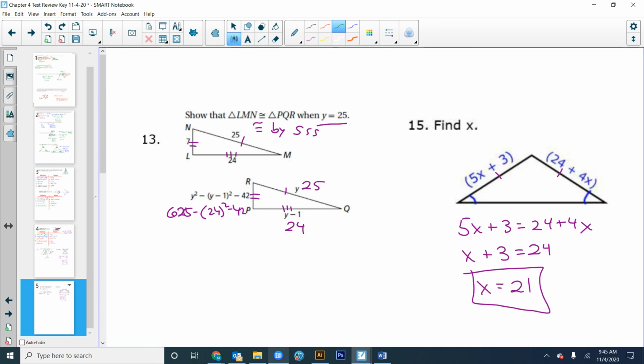Last two. When you plug in 25 for y, this top triangle is already solved for. When you plug in 25 for y, you get 7, you get 25, and you get 24. So these triangles are congruent by SSS.